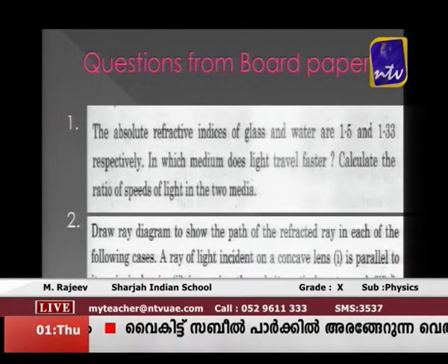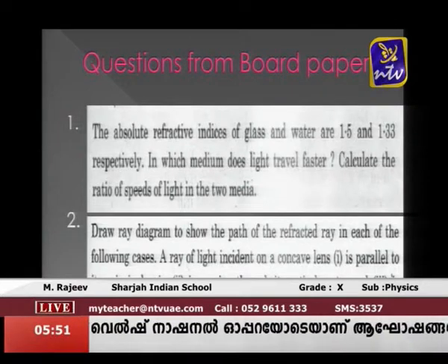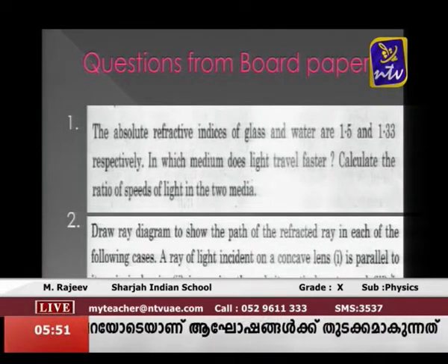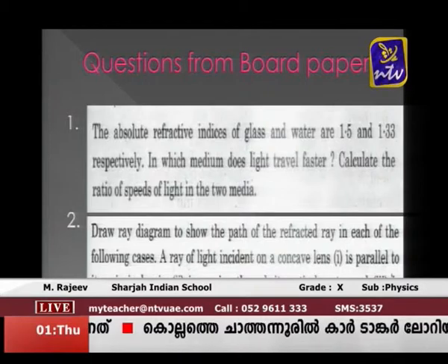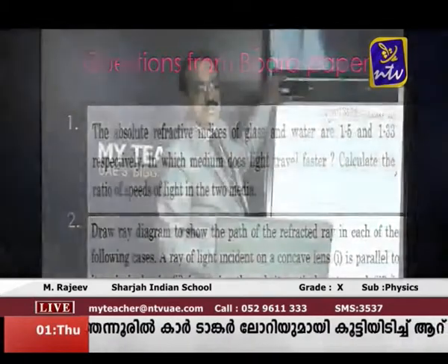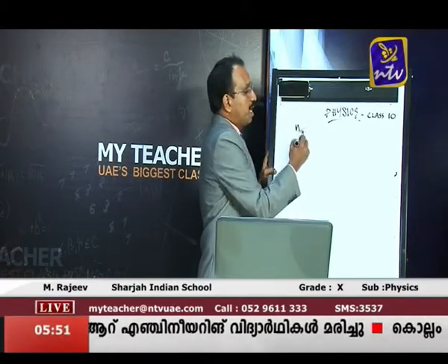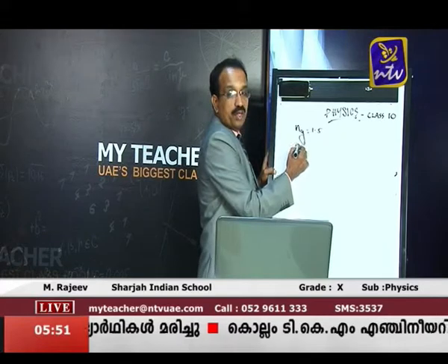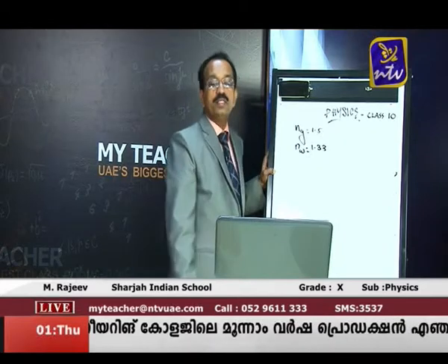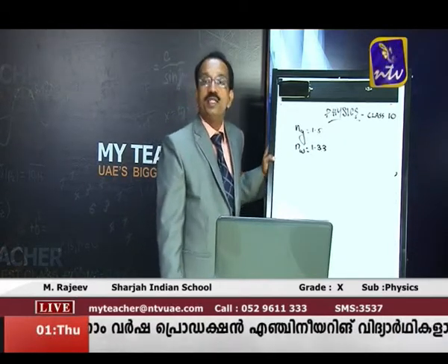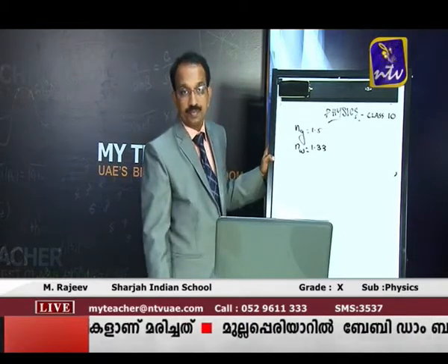You look at the next one, some questions we have now. Just read the first question. The absolute refractive indices of glass and water are 1.5 and 1.33 respectively. In which medium does light travel faster? Calculate the ratio of speeds in the two media. So, what is given is the refractive index of glass is 1.5 and of water is 1.33. First question: in which medium does light travel faster?